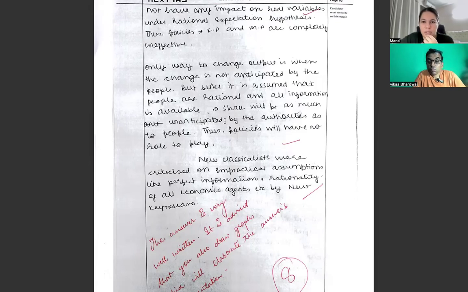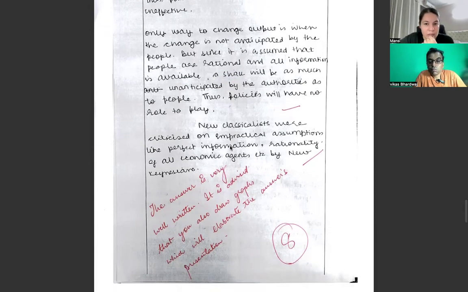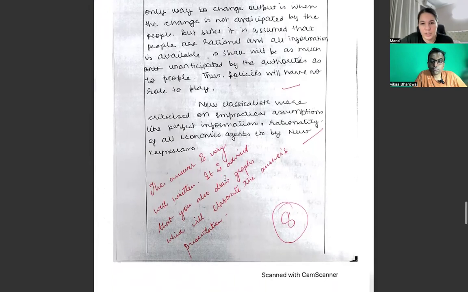be unanticipated by the authorities as to people. So policies will have no role to play. So new classicals were criticized on impractical assumptions like perfect information, rationality of all the economic agents, etc.